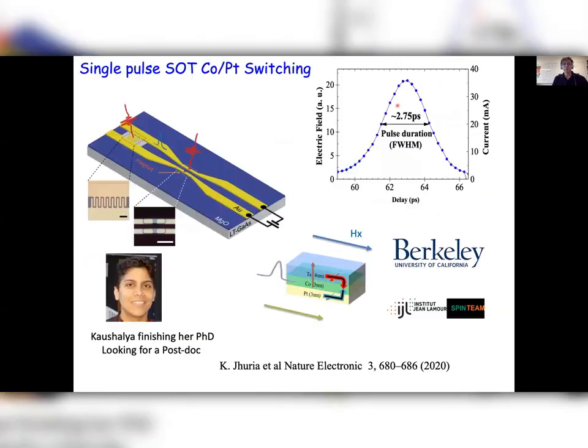Now, another thing that I'm not going to discuss, but that may interest some of you, is that in the group we're also able to switch cobalt platinum with a laser, where the laser was shining on an optical switch, creating an electron pulse. This electron pulse was only 3 picoseconds, and we could demonstrate the switching of the cobalt platinum with one single electron pulse of 3 picoseconds.